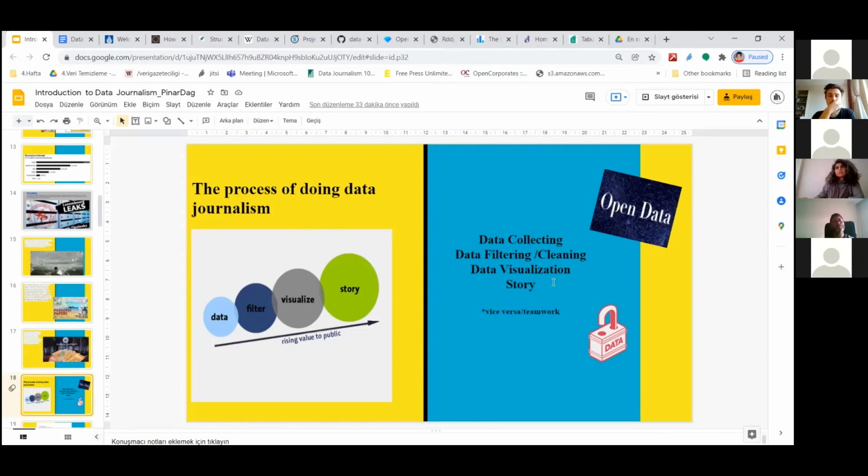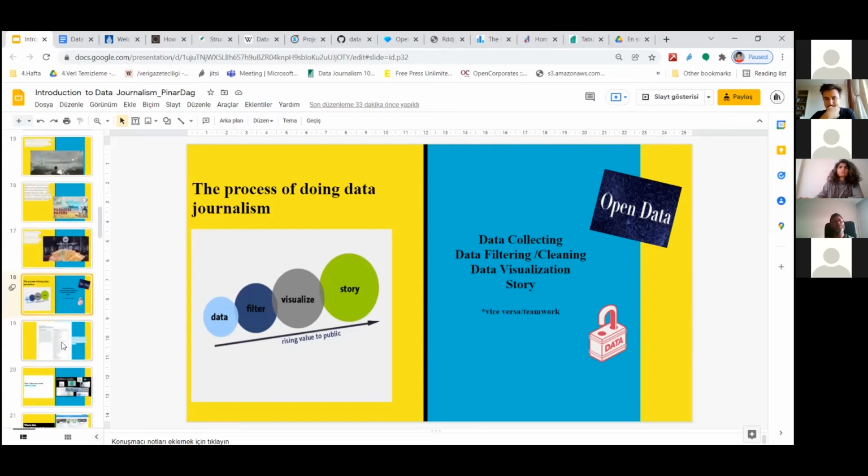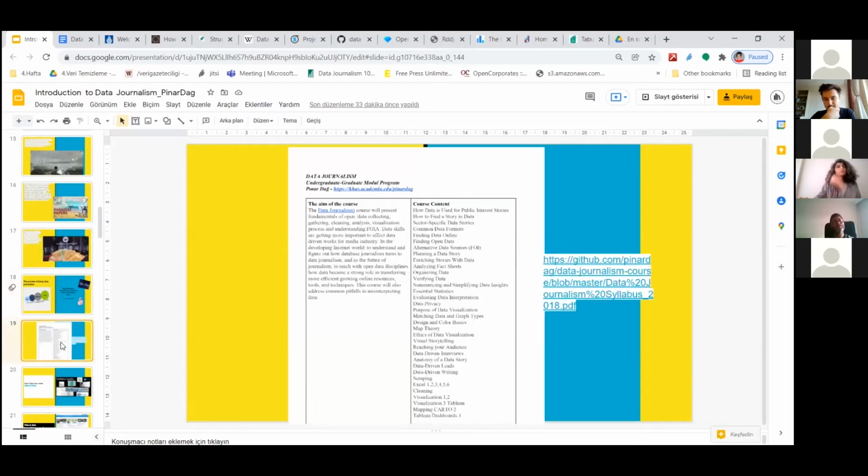So the process, as I mentioned already: you collect, you visualize, you clean and filter, and you analyze your data, and then finally you make sense of it for journalism. And what kind of things do I teach data journalists? I think it would be nice to show. I thought I had already shared it here, I think I have already linked it.